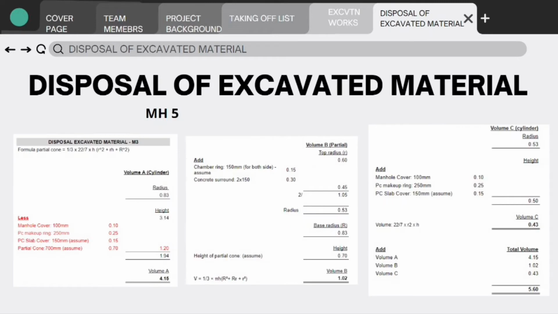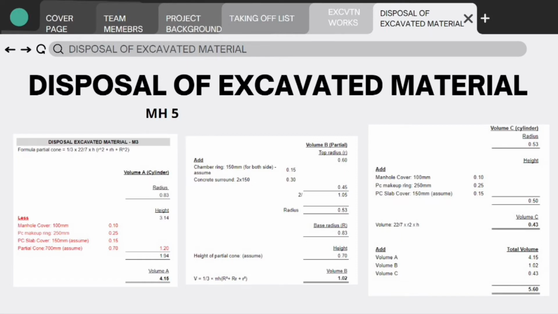For MH5, it is a little bit different from MH1 since the shape of the manhole is partial cone. For disposal of excavated material, we are using the formula of partial cone. The formula is 1/3 times pi times height times small r squared plus small r times height plus capital R squared.